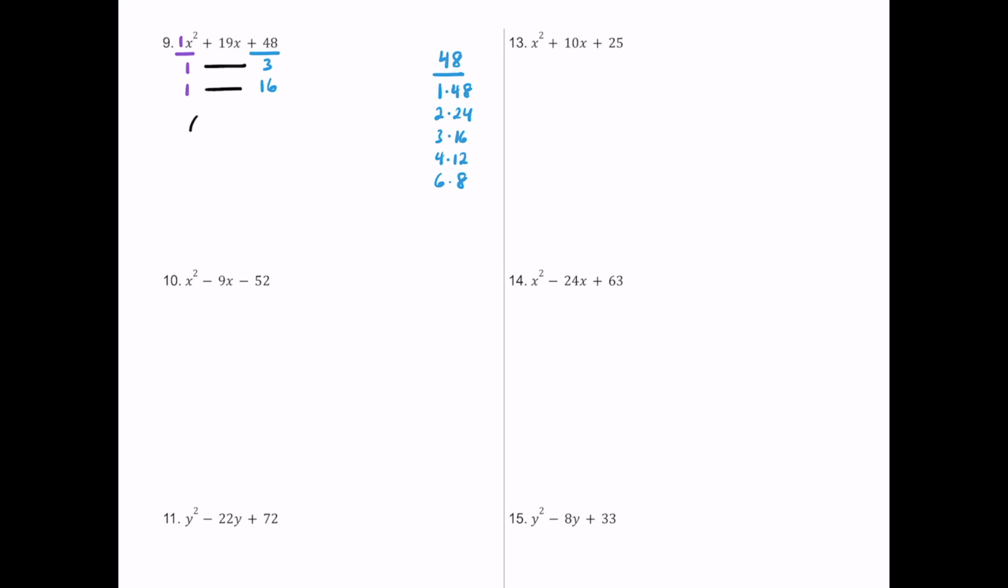And so that's the hard work, all right? The rest of it's easy, relatively. So we can put this x and x, and then we can go ahead and put this plus 3 on the outside and plus 16 on the inside.